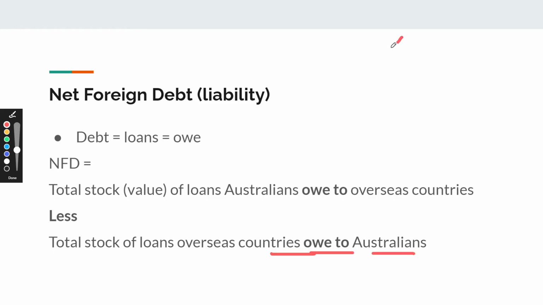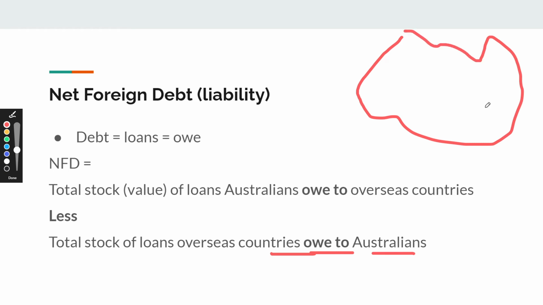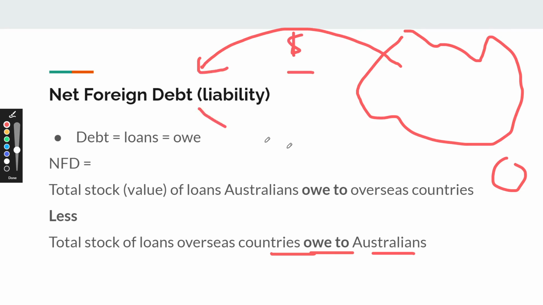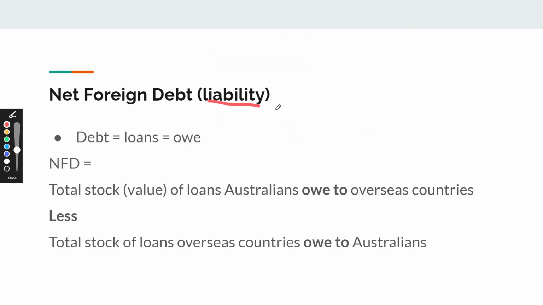So let me draw this for you. Hopefully this is a better Australia. No, it's not. So it's the amount of loans that Australia owes to the rest of the world, less what the rest of the world owes to us. And that would give us our net foreign debt, or our net foreign debt liability. So to give you an example, maybe Australia owes the rest of the world $100 billion. It's way more than that. And the rest of the world owes us, call it $50 billion. And so our net foreign debt would equal $50 billion.